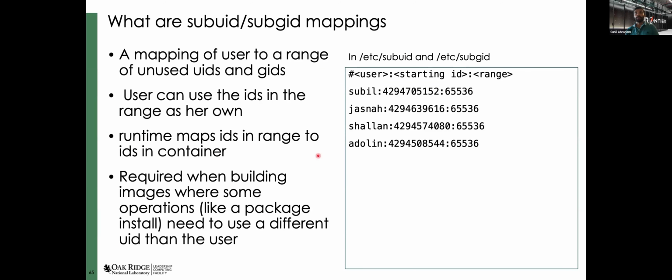They are mappings present in /etc/subuid and /etc/subgid, where you map a user to a range of unused UIDs or GIDs, starting from some starting UID value. In this case, you see Subil: starting UID value 4294705152, and from that UID the next 65,536 UIDs, and in the case of /etc/subgid, all those GIDs, are now assigned to me to use as I please.